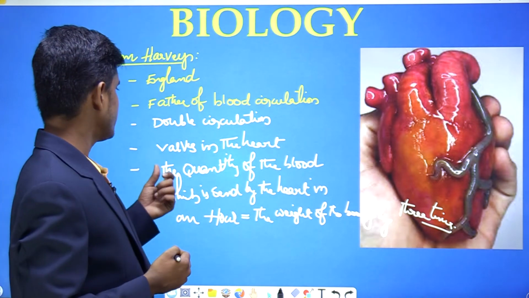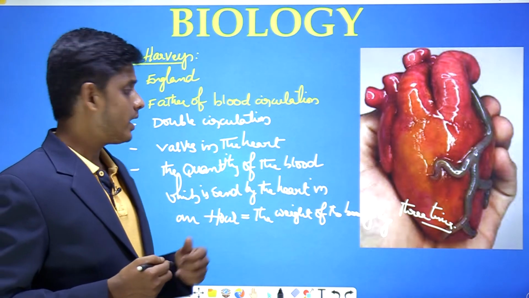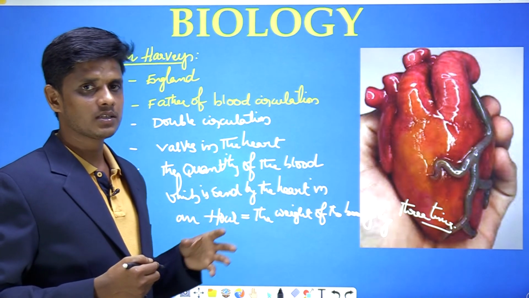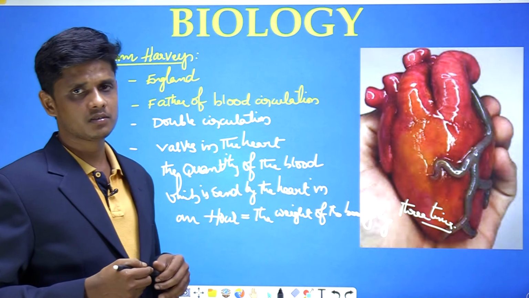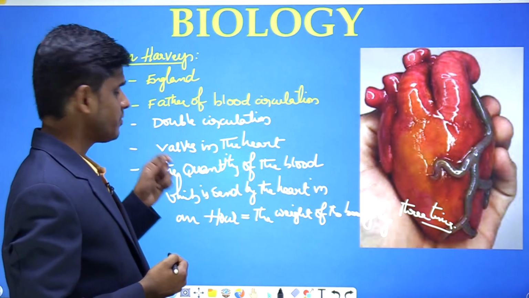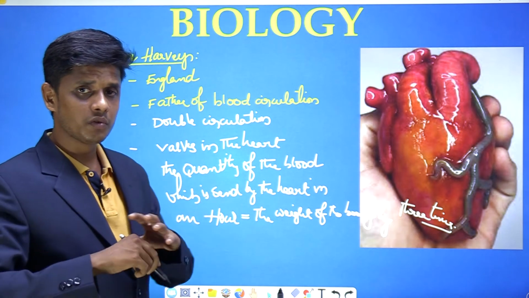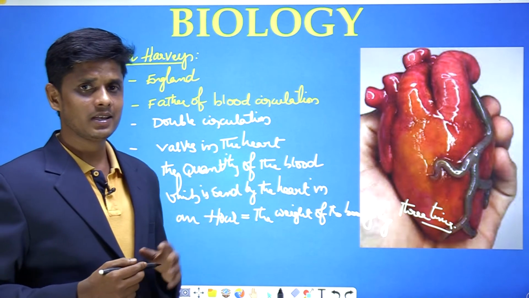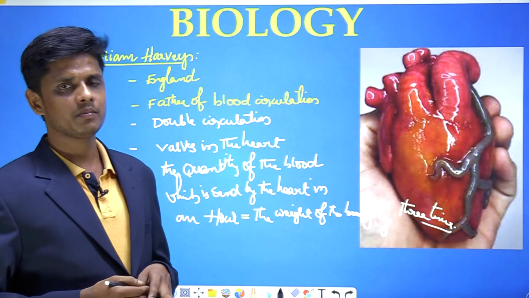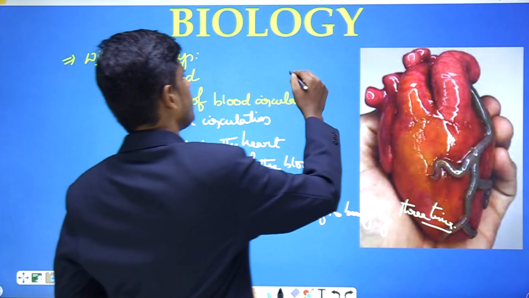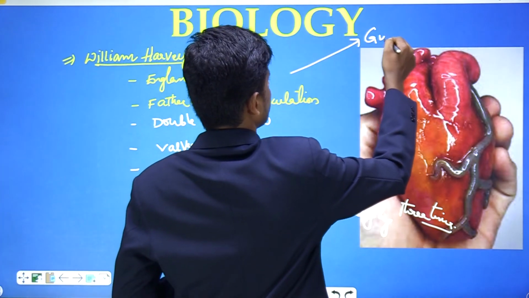He is considered the father of blood circulation, and he discovered the valves in the heart. There are 2 types of valves, the tricuspid valve and the bicuspid valve. I will explain them in the internal structure of the heart. He is also the first person to give the complete details of the circulatory system. But one other scientist is there, the guru of William Harvey, Girolamo Fabrici.